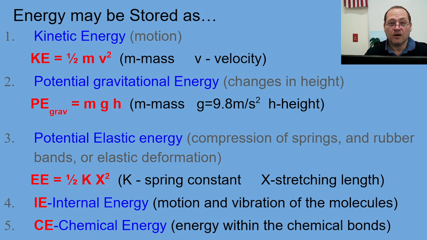The first 3 are called mechanical energy, and they are kinetic energy, potential gravitational energy, and potential elastic energy. These 3 kinds of energies have formulas you can use to calculate them. Although today we're not going to calculate the energies, we're just going to estimate the energy in percents. In the future we will use the formulas to do calculations. The other 2 energies are the internal energy and the chemical energy of the system.